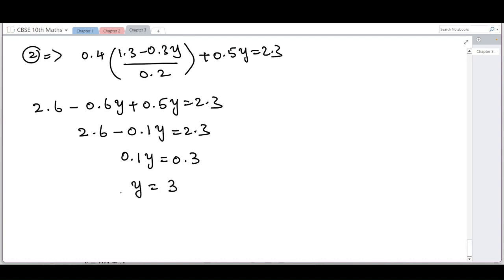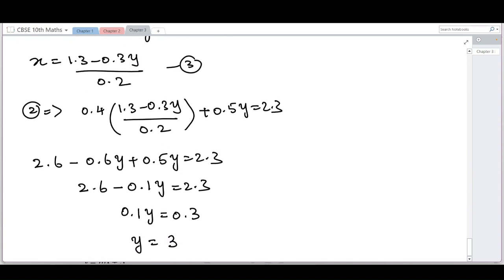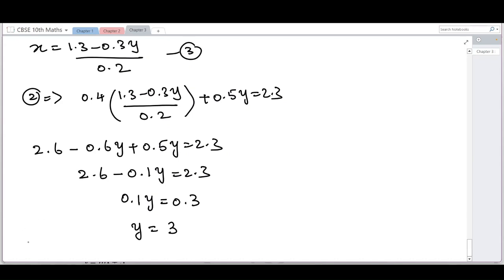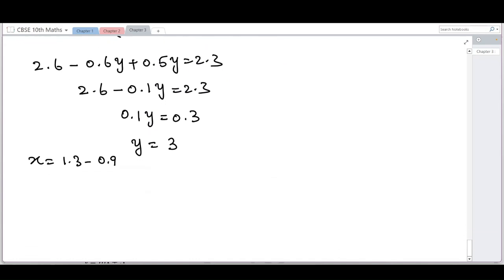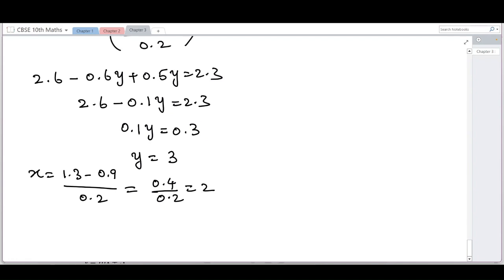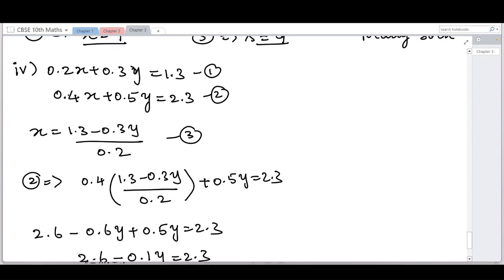Fine. So if you substitute this y value in the third equation, what we have obtained, x equal to 1.3 minus 0.3 into 3 is 0.9 whole divided by 0.2. So if you simplify this, you will get the answer as 0.4 by 0.2, which is equal to 2. So x equal to 2 and y equal to 3 is the answer. Fine.